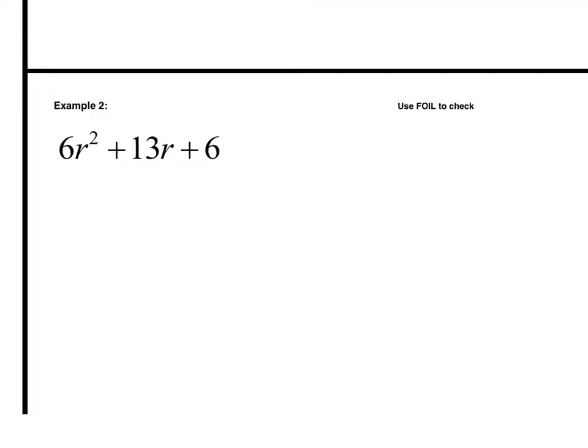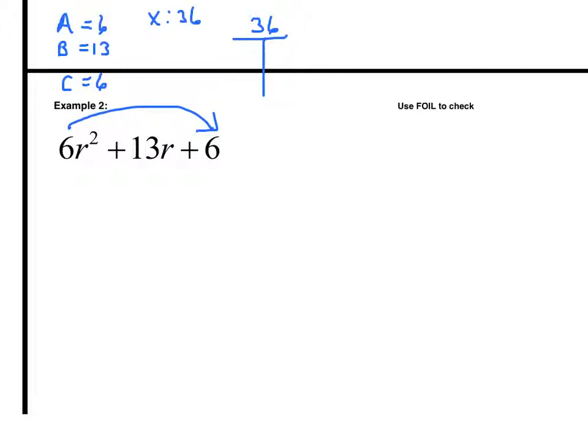Okay, so first we need to identify the A, B, and C, so I'm going to do that first. So A is 6, B is 13, and C is 6. The next thing I'm going to do is multiply the A times the C. So 6 times 6 is a positive 36. So that means I'm looking for factors that multiply to 36 but add to 13.